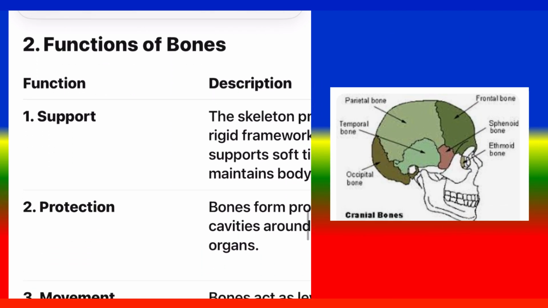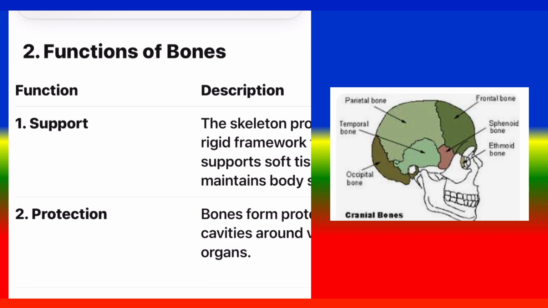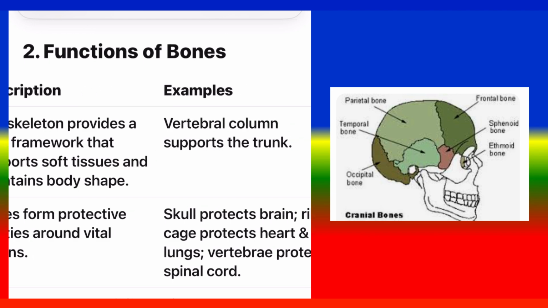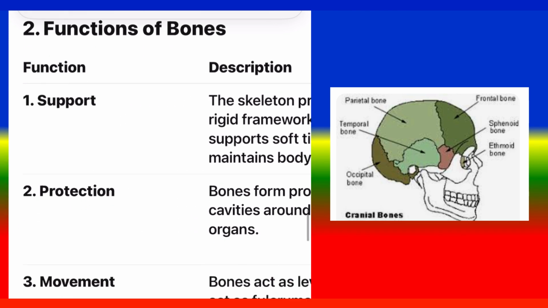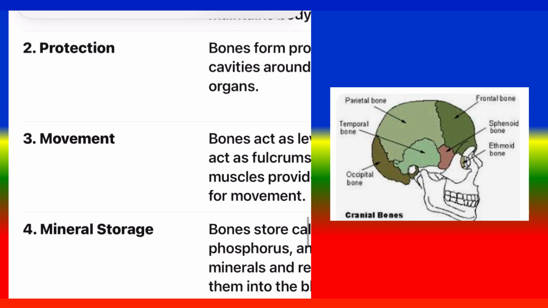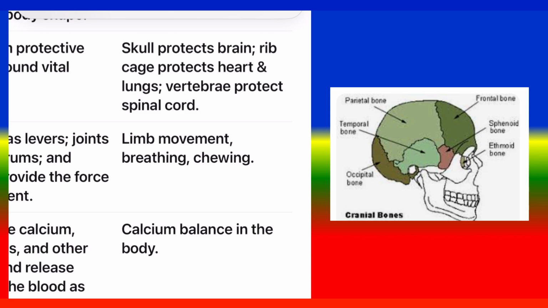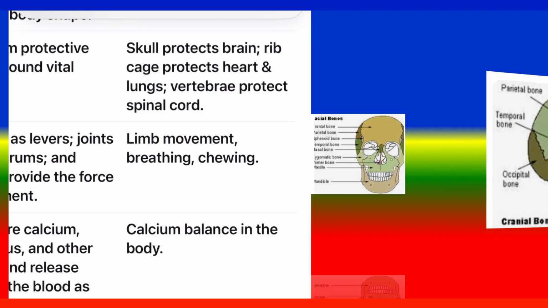2. Functions of bones. Function, description, example, 6 bones. 1. Support. The skeleton provides a rigid framework that supports soft tissues and maintains body shape. Vertebral column supports the trunk. 2. Protection. Bones form protective cavities around vital organs. Skull protects brain, ribcage protects heart and lungs, vertebrae protect spinal cord.